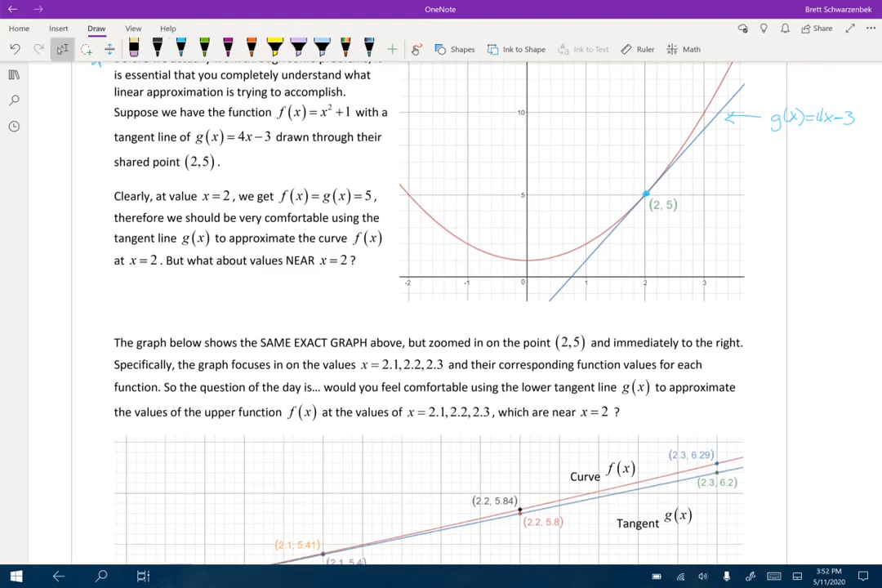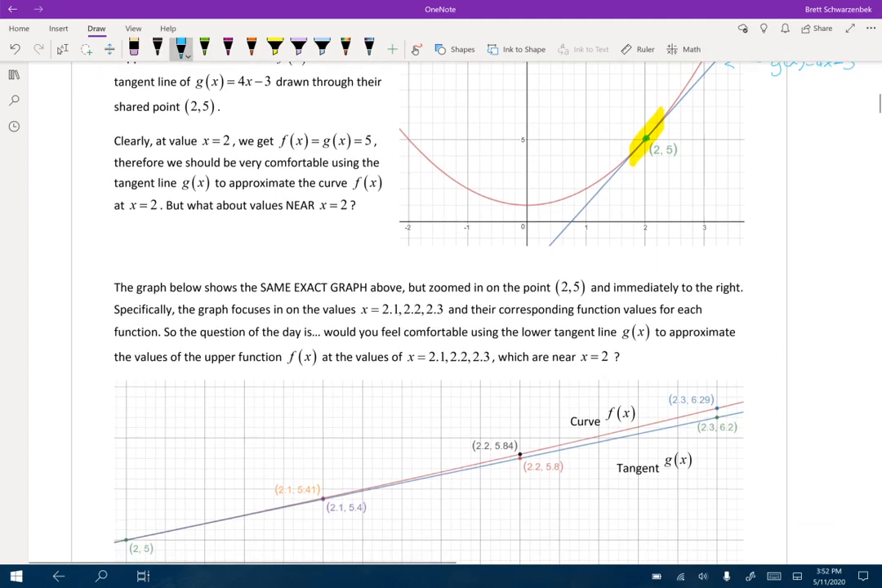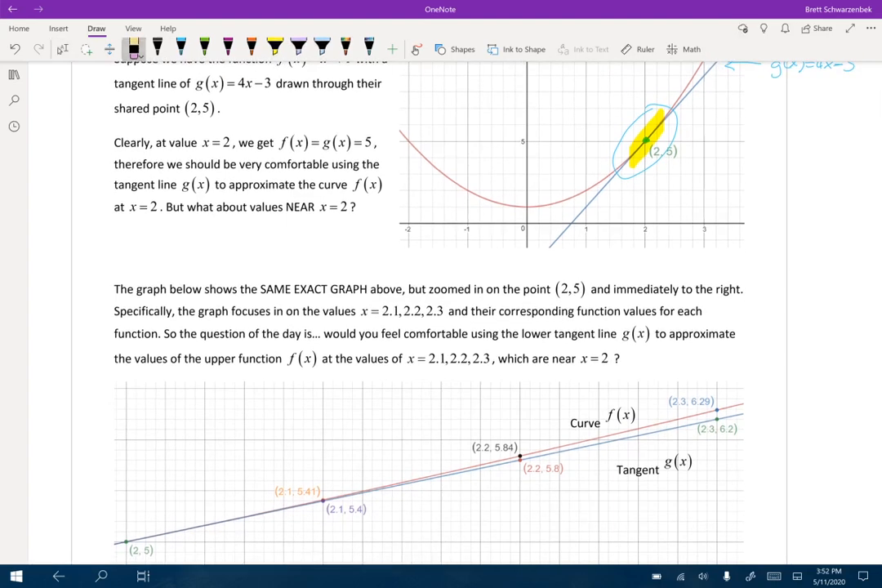But what about the values near 2.5? So like values in here, let's say. So how do we feel about those values? What I did was I took this yellow region and zoomed in on it. I'm actually a little bit off here. Just give me one second.